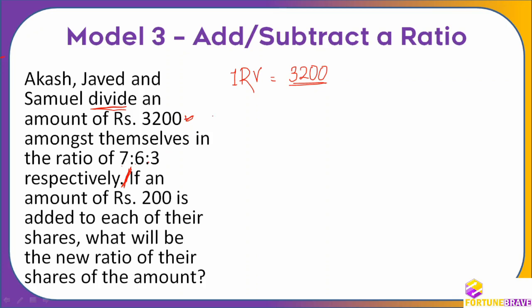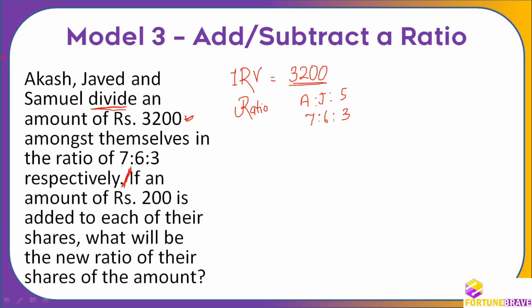Okay. So 7 is to 6 is to 3 means this is the ratio of A is to J is to S. Now, if I want to add to their shares, I need to find out how much they got in the first place. Yes or no? I first need to find out how much they got.